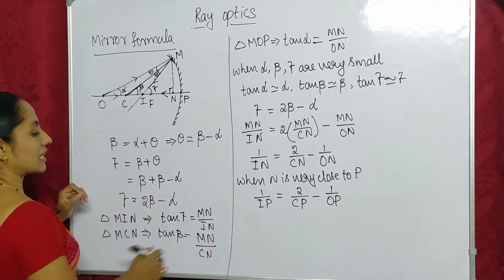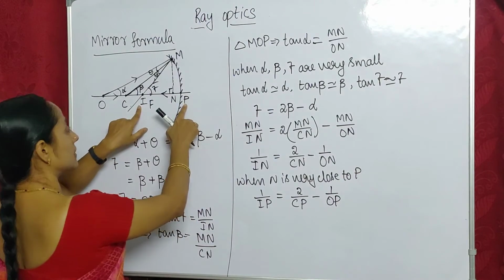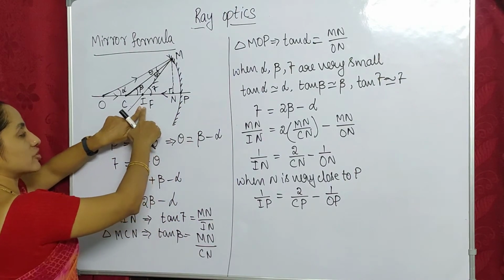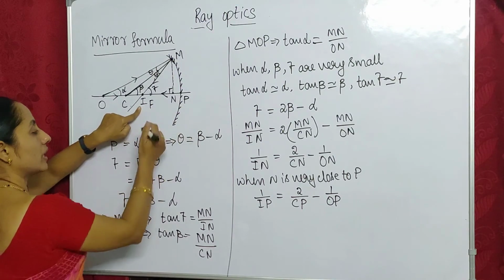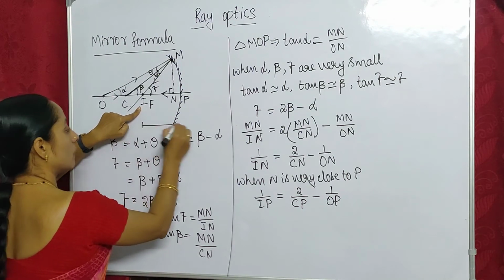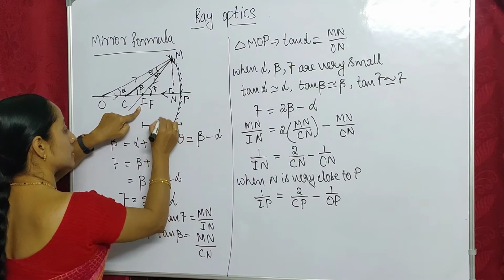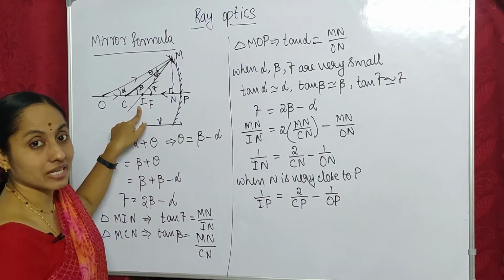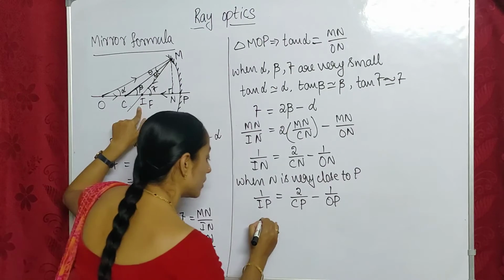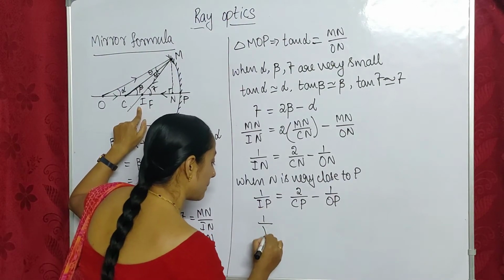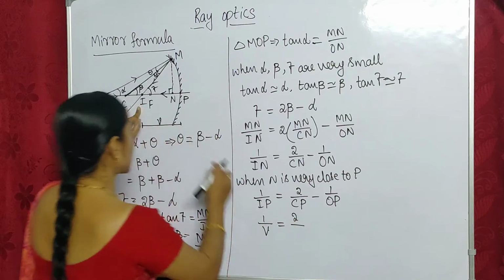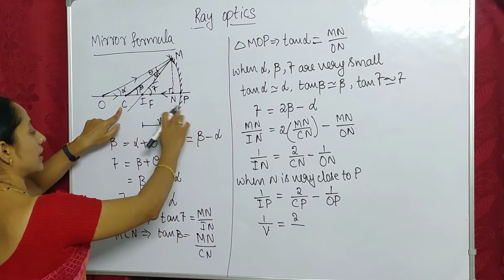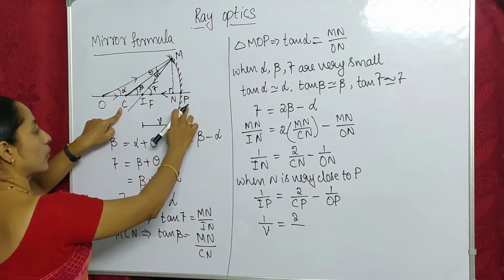Now, what is IP? IP is the distance between the image and the pole. It can be symbolized with image distance. So here, 1 by, in place of IP, it is image distance. Next, 2 by, what is CP? The distance between the center of curvature and the pole.